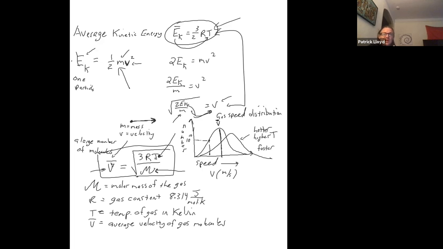So if you were to have a collection of oxygen molecules, which have a molar mass of 32 grams per mole, and compare that to helium gas, which is 4 grams per mole, if they're at the same temperature, the oxygen molecules would move slower. Why? Because they're heavier. The heavier they are, the slower they move. The lighter, the faster they would move, right? So if you put in a really small number down here, you're going to get a large average velocity.